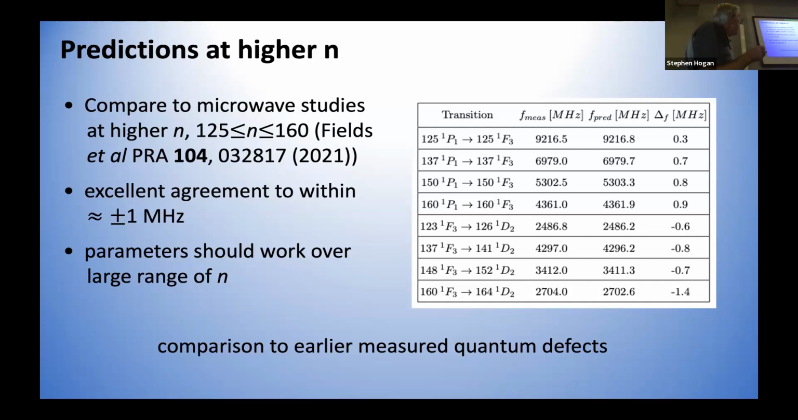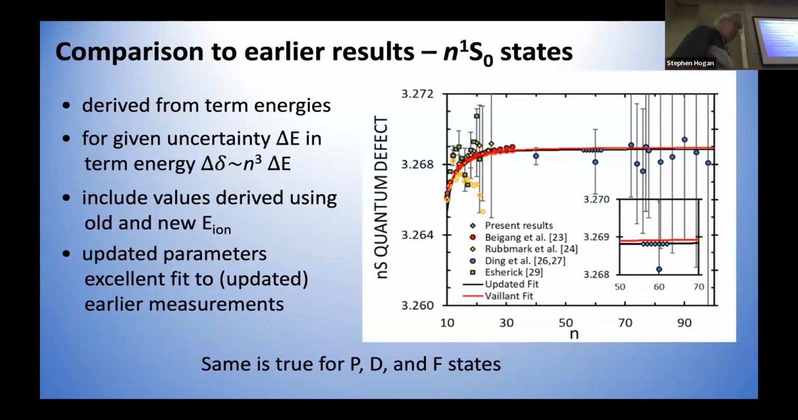And we were within a megahertz for all of them, which isn't bad when you consider that the experimental uncertainty in those measurements was about 2 megahertz. So it tells us that the quantum defects that we have should work over a very large range of n. Now, having got the quantum defects, we can compare those to earlier measurements of the quantum defect.